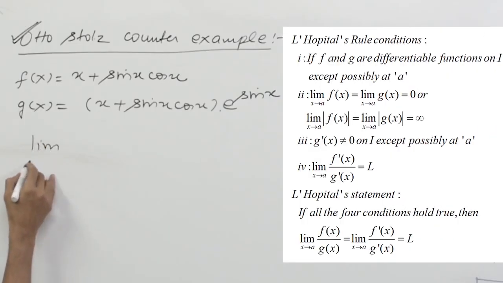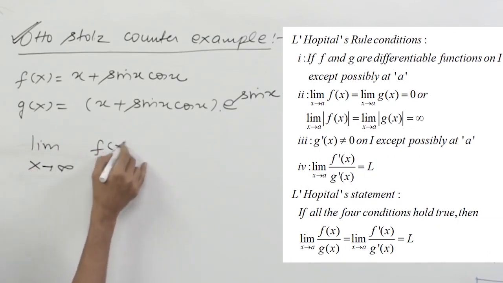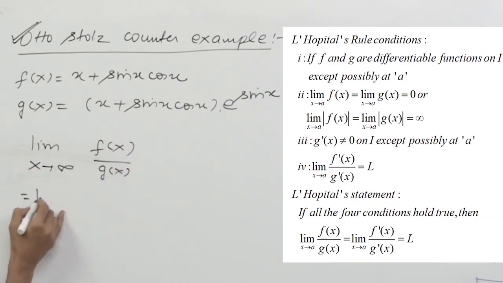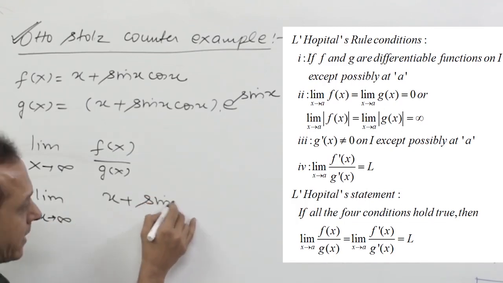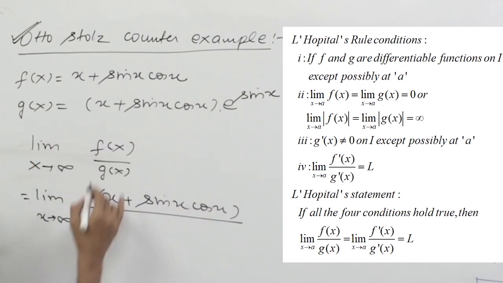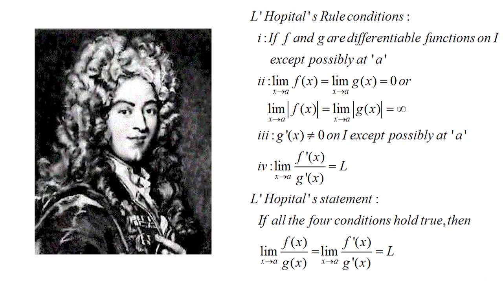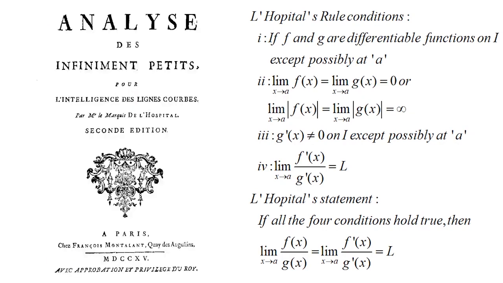L'Hopital's rule, or better in French, L'Hôpital or L'Hospital rule, is used extensively in calculus to evaluate limits of the indeterminate forms 0 upon 0 and infinity upon infinity. The rule was first published by the French mathematician Guillaume de L'Hôpital in 1696 in a book whose title can be roughly translated to English as Analysis of the Infinitely Small for the Understanding of Curved Lines. Now, this book is considered to be the very first book on differential calculus.